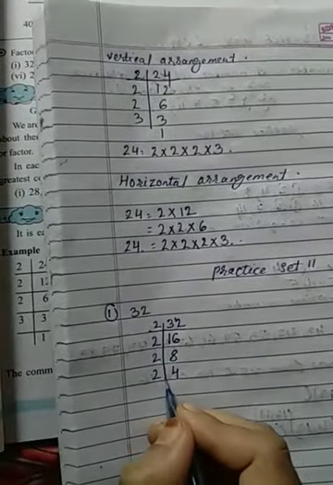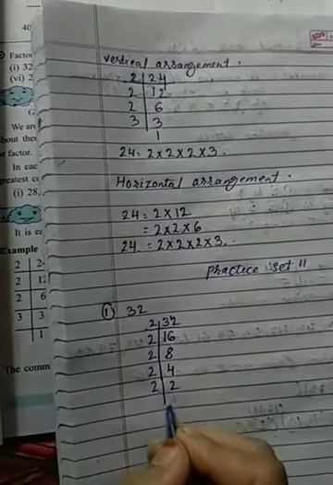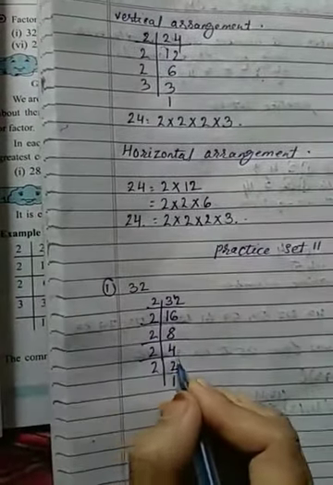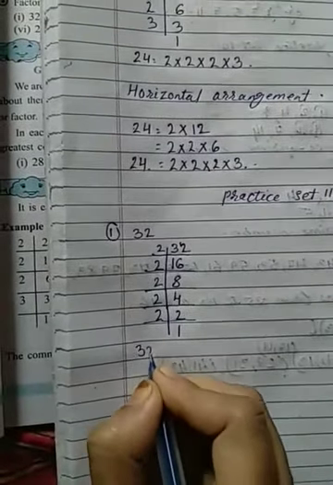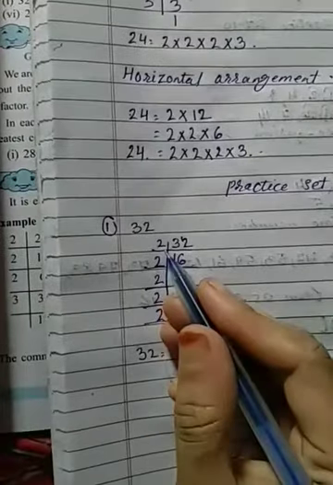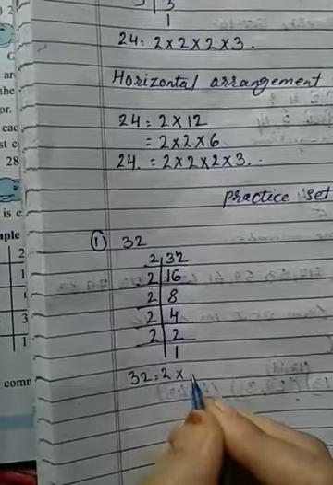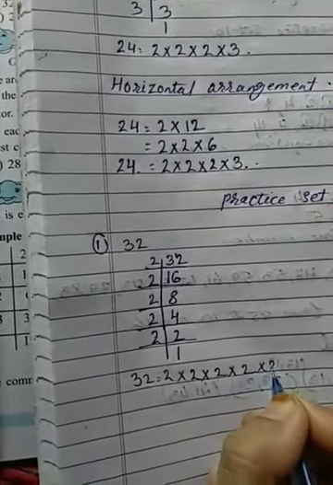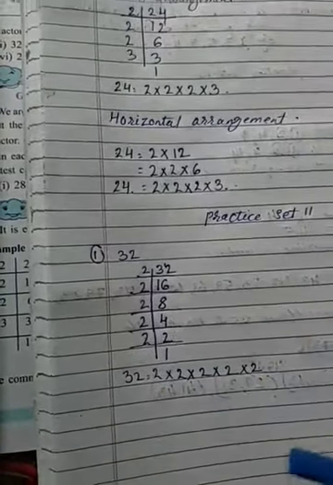Then 2 2s are 4. 2 is remaining. Then 2 1s are 2. Have you understood? So these are the factors of 32. Now write it. What are the factors of 32? See how many times 2? 1, 2, 3, 4, 5. 2 multiply by 2 multiply by 2 multiply by 2 multiply by 2. 1, 2, 3, 4, 5. Is that clear to you all?